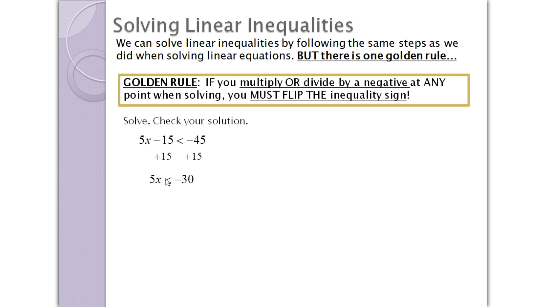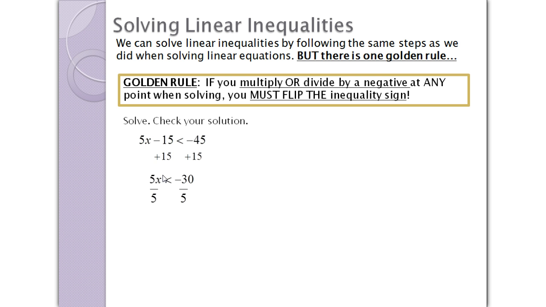Make sure you don't drop off the inequality sign. Make sure you keep it as is. And then negative 45 plus 15 is negative 30. Okay? We have 5 times x is less than negative 30. So we've got to get x by itself. 5 is being multiplied to x, so to move it we need to divide by 5.